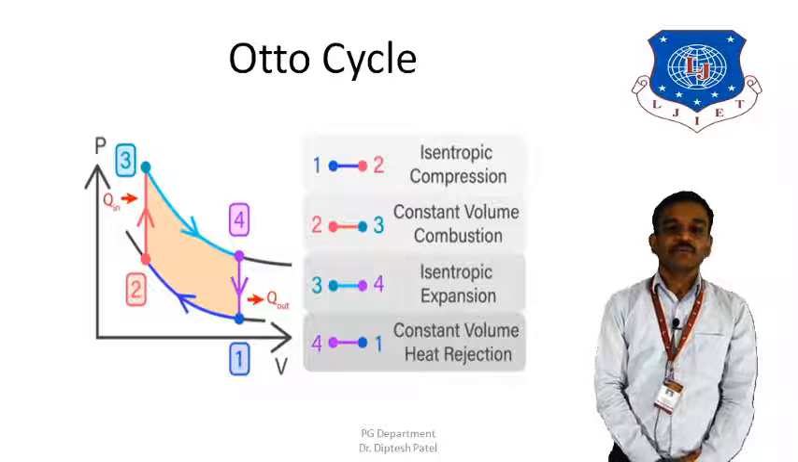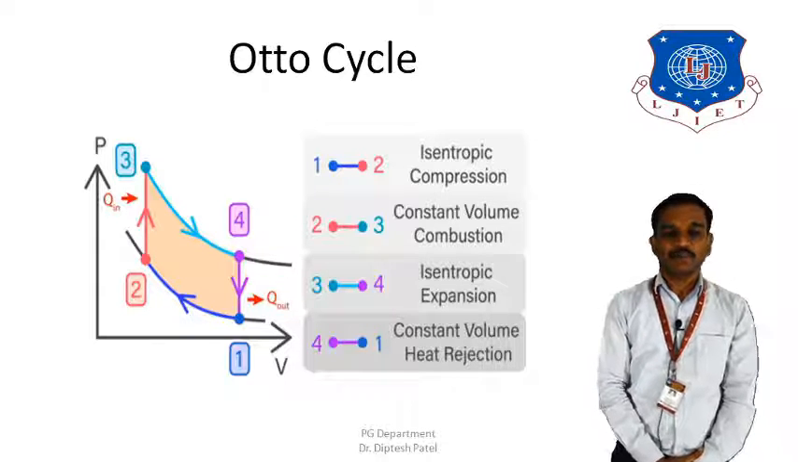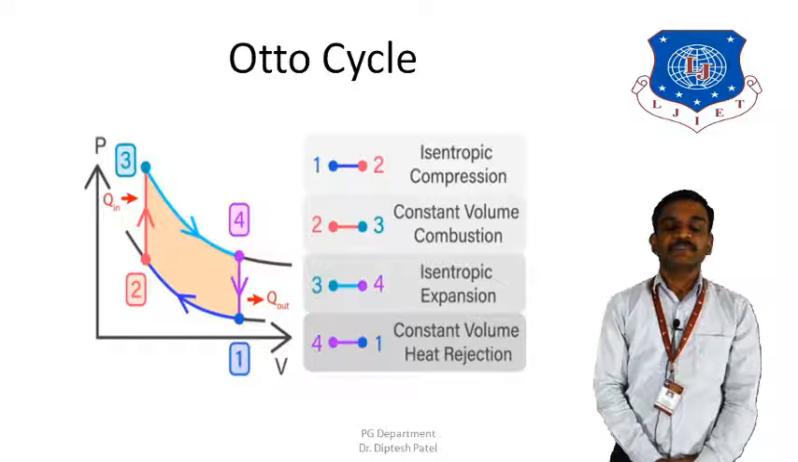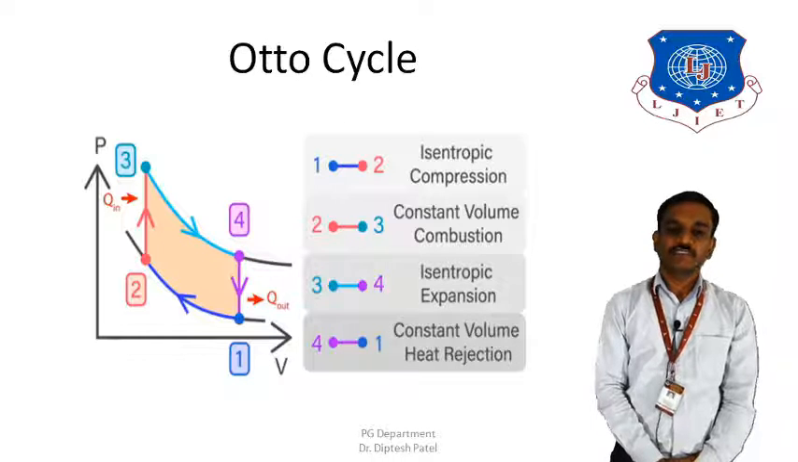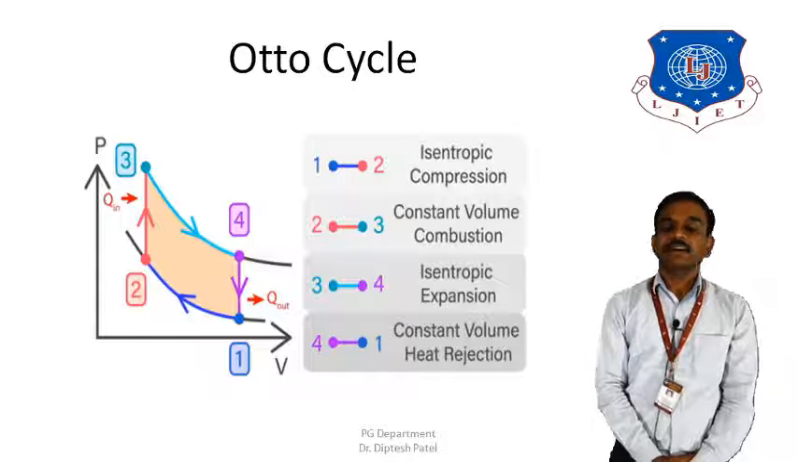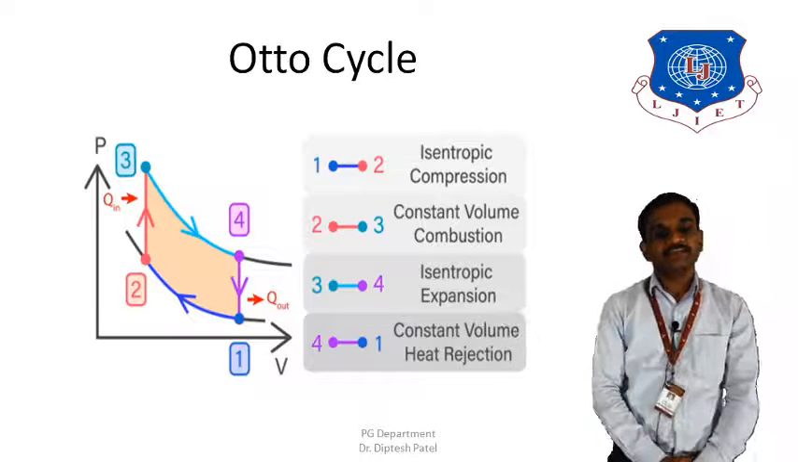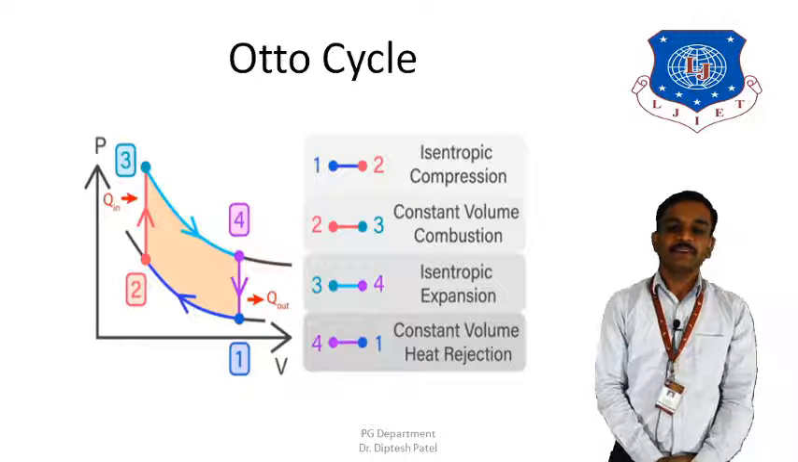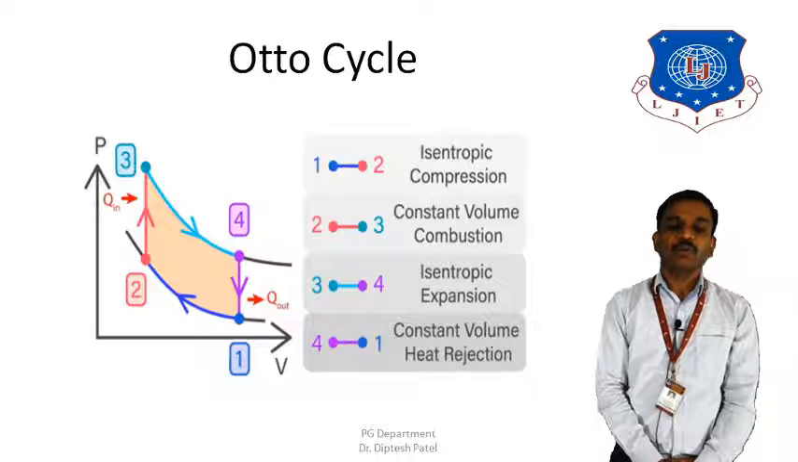Then 3 to 4 is an isentropic expansion process. Once the combustion takes place, the power is utilized to run the engine and the other parts of the automobile, and that takes place during the expansion process. So 3 to 4 is an isentropic expansion process. During this process entropy is assumed to remain constant, and 4 to 1 is again a constant volume heat rejection process in which the gases, which are the products of the combustion, are removed from the engine. So heat is being rejected from the engine at constant volume.